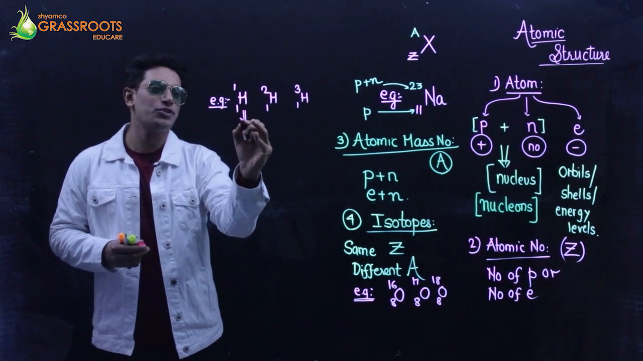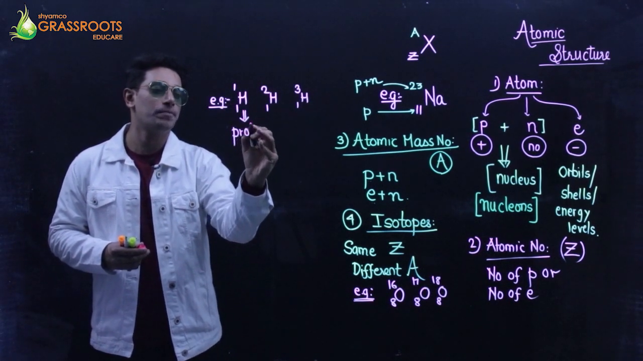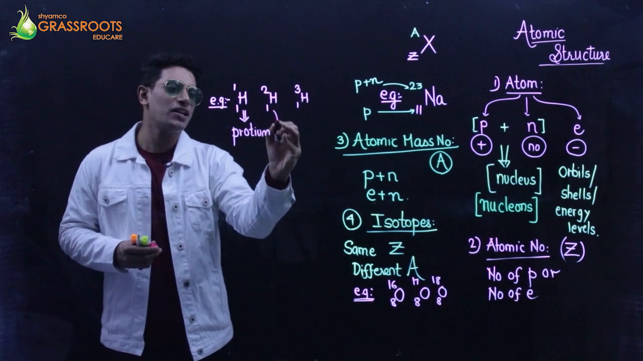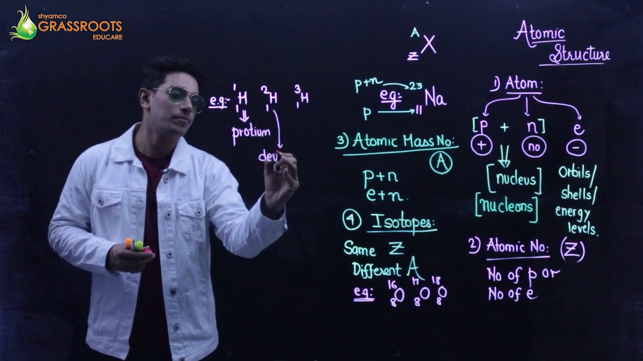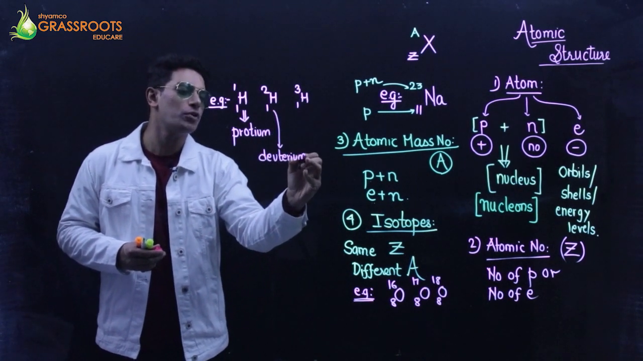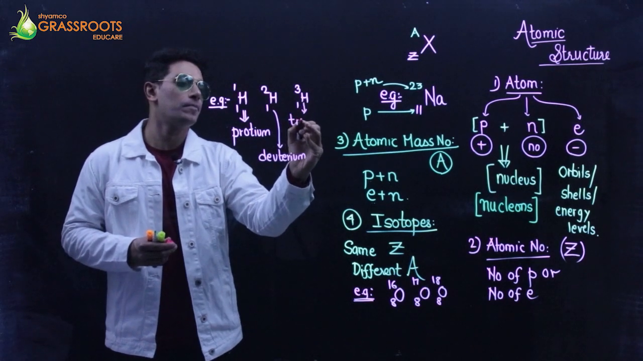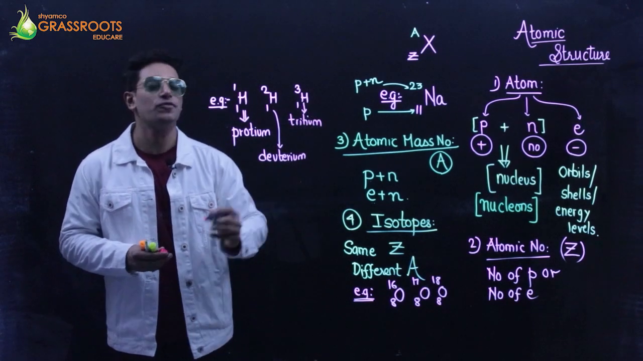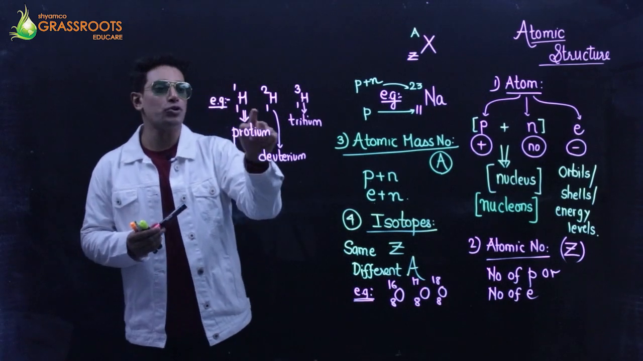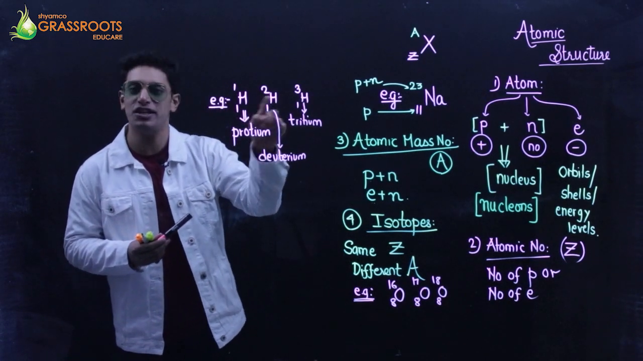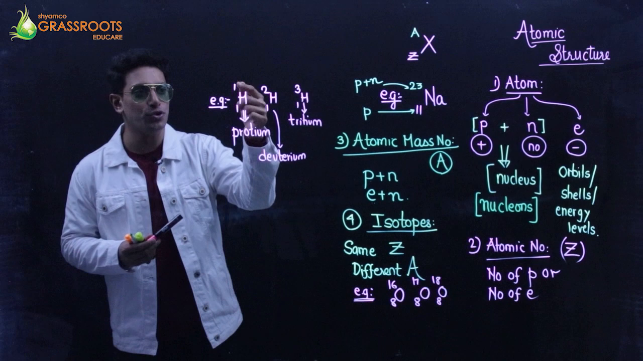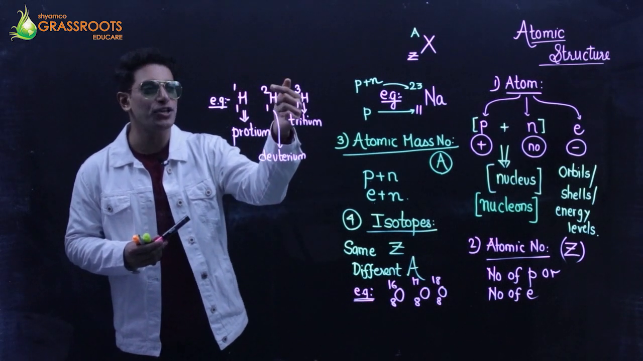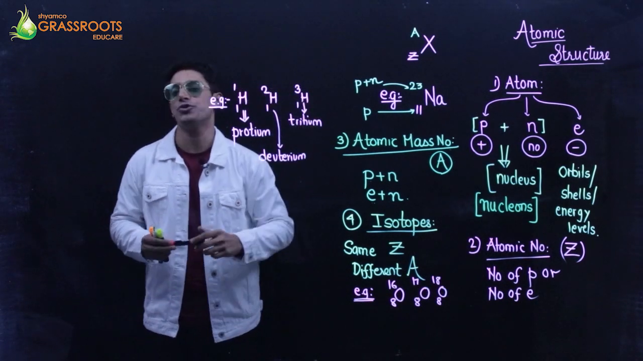The first hydrogen which I've written is called protium. The second one is called deuterium. And the third one is tritium. These are the names of three isotopes. One proton in each of them and one electron in each of them. This has zero neutrons. When you add one neutron, then two neutrons.